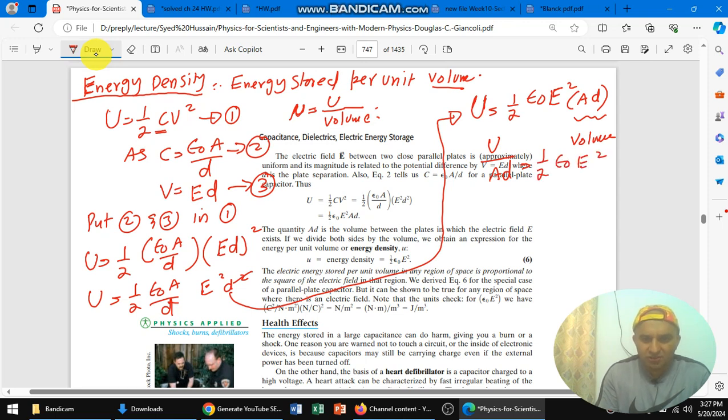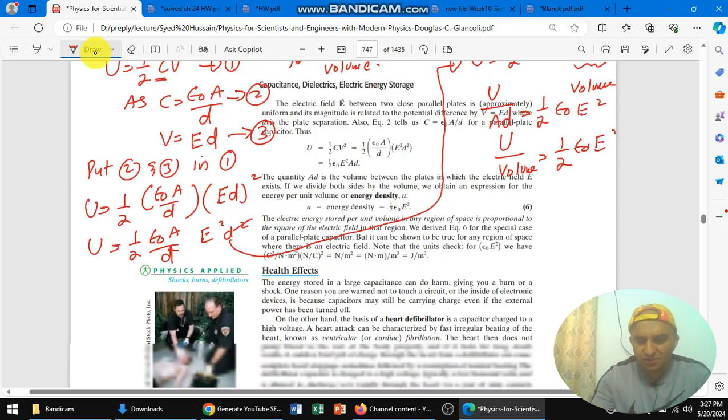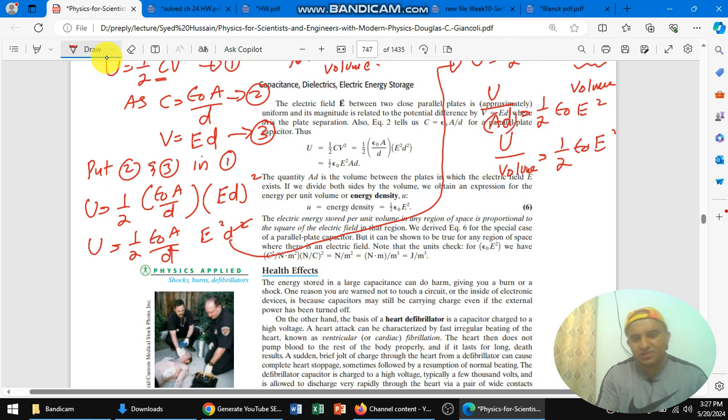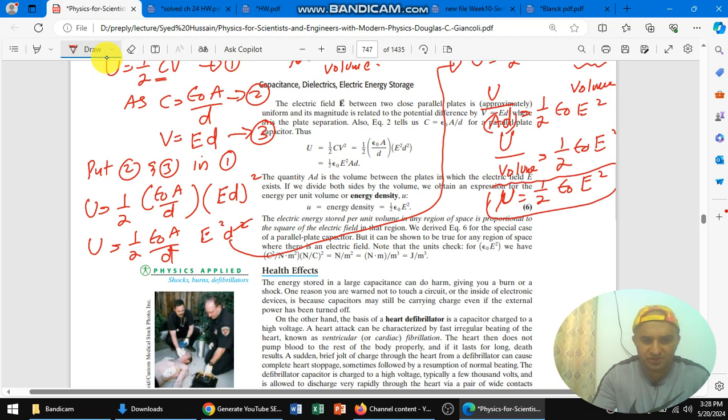So AD is the volume, and so energy per unit volume is equal to half epsilon naught E square. Why is it volume? Because we know that volume is length, width, height. So area and the separation: if you multiply area with the separation we get volume. So that is equal to energy density, represented by small u. Energy is represented by capital U, and the energy density is represented by small u, that is energy per unit volume, equal to half epsilon naught E square. So the energy density depends on the electric field intensity in the capacitor. This is the formula for energy density.